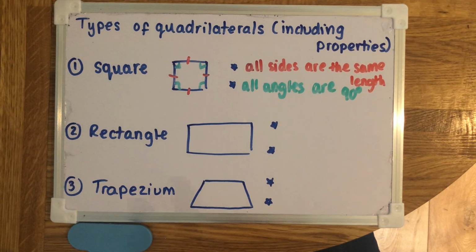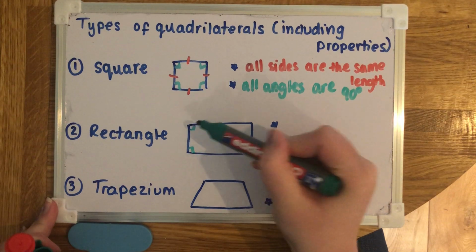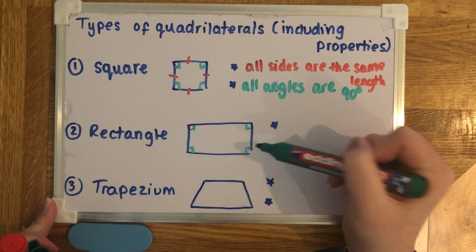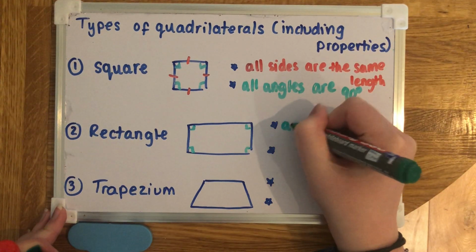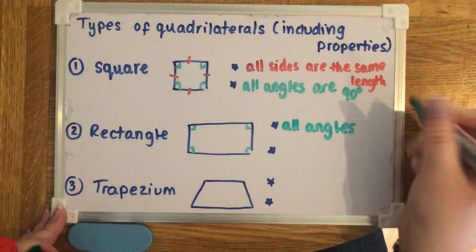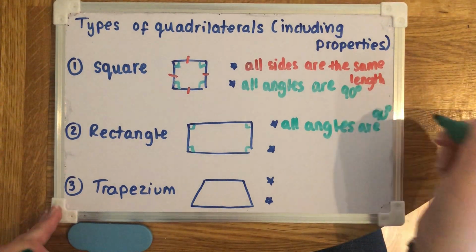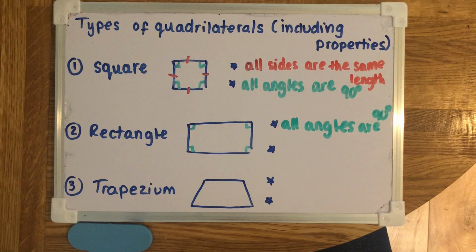So similar to the square, we'll start with the angles first. They do have right angles in every corner. So all angles are 90 degrees, which is really important to remember.